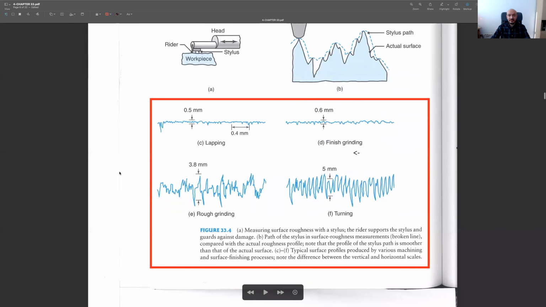In this figure, you can see some typical profiles after different manufacturing operations. Here you see some high quality grinding or finishing operations. Lapping is one of them. As you see, the distance between the valley and the peak is 0.5 millimeter. If it's a finish grinding operation, it's a bit higher. But if it's a rough grinding operation, then you see that it's much higher than the previous two. And it's again similar in turning operation, which is a very conventional machining operation. And again, we have higher valley to peak values.